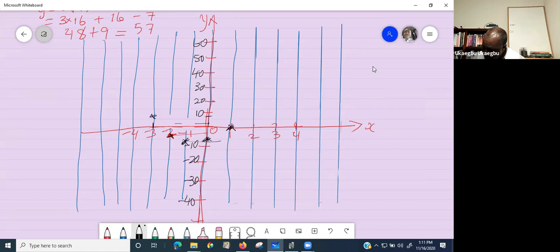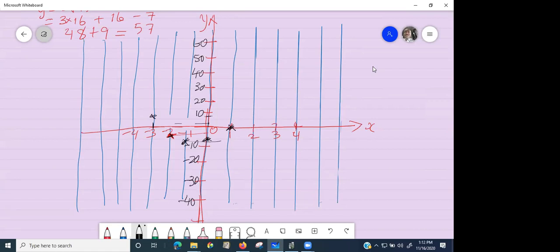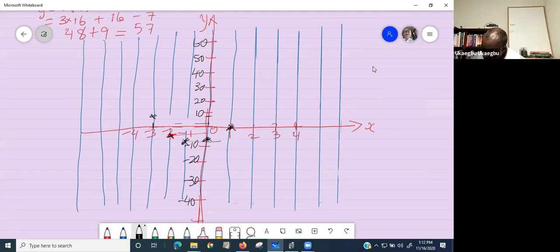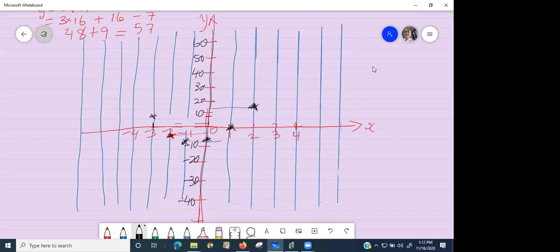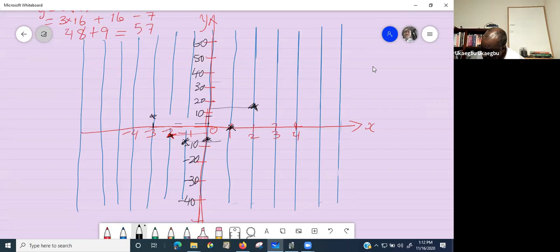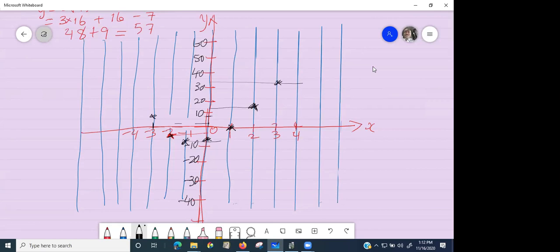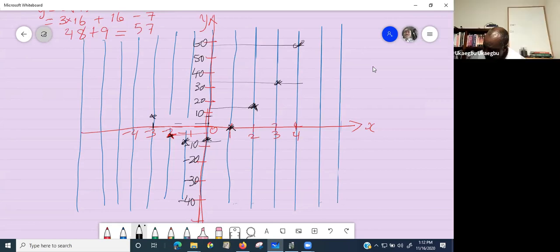Somewhere here. When x is 2? Oh, 13. When x is 2, so 13. 13 should be somewhere here. How about when x is 3? 32. Okay, so 32 is somewhere here. How about when x is 4? 57. 57 should be somewhere here.